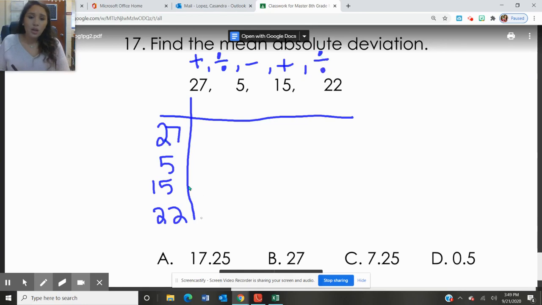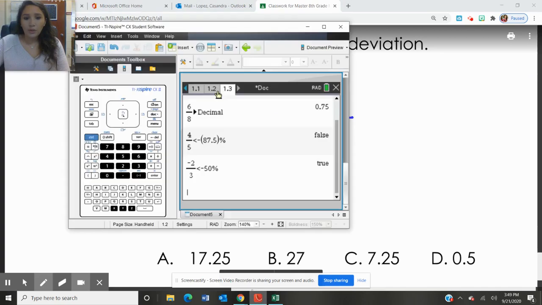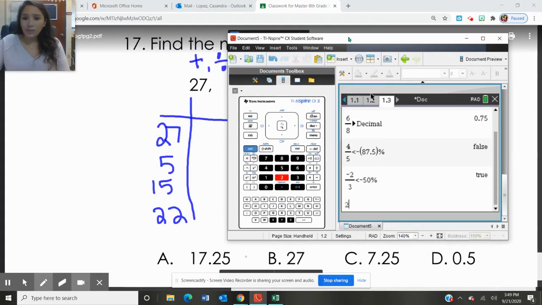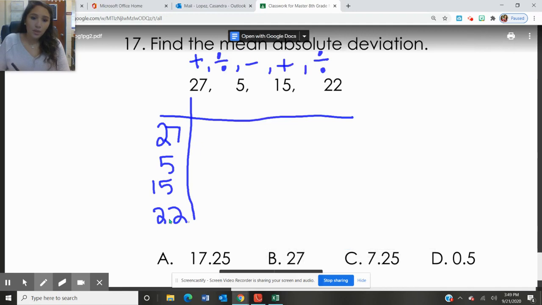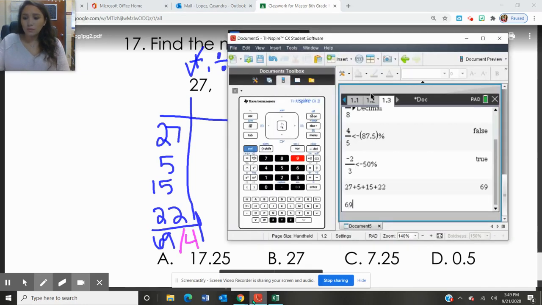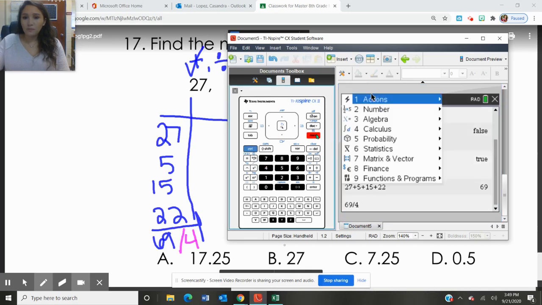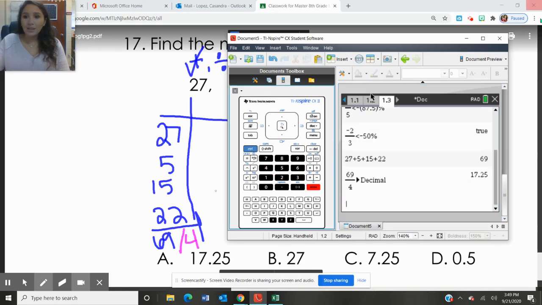So I'm going to go ahead and start by adding these up. I'm going to pull out my calculator, and I have 27 plus 5 plus 15 plus 22, enter. My total is 69. Okay, so I added, and now I need to divide. So I need to divide by the amount of numbers that I added to get this number, and that number is 4. So I'm going to do 69 divided by 4. Let's see what I get. And then I'm going to use the command menu to 1. I get 17.25.